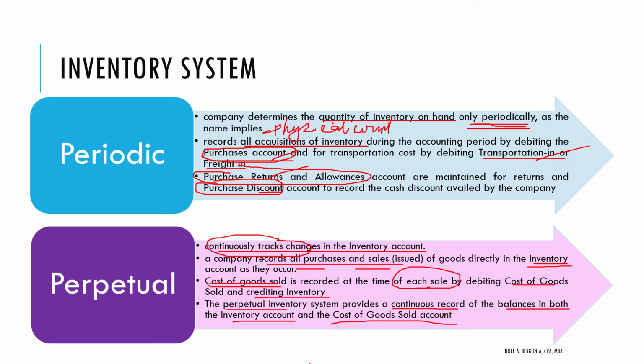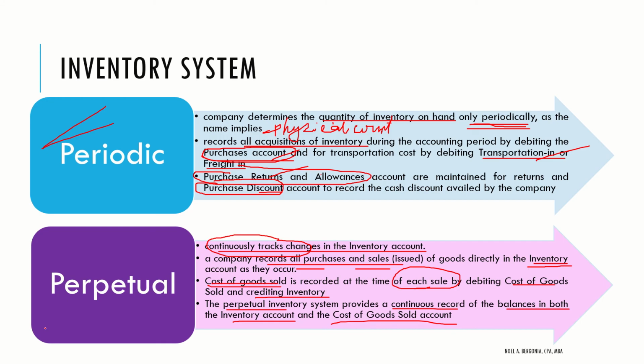Okay? So throughout the discussion of this presentation for today, we will be talking and using muna periodic inventory system. But for the next video presentation that I will share to you on the next meeting, we will be discussing na po yung entries ng perpetual inventory system. So again, for this time, simula kaninang sales up to this recording of the merchandise being the buyer, we will be using first periodic. And next video presentation, we will be discussing perpetual inventory system.